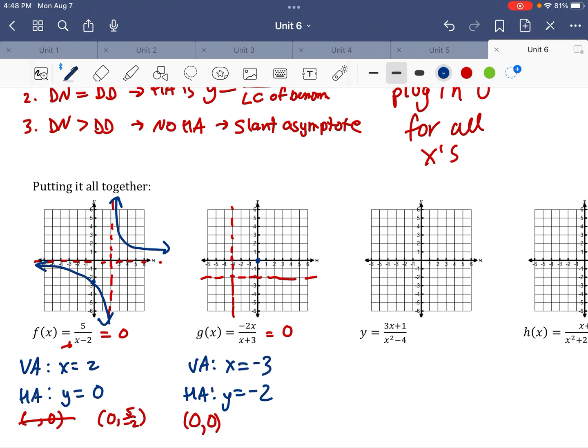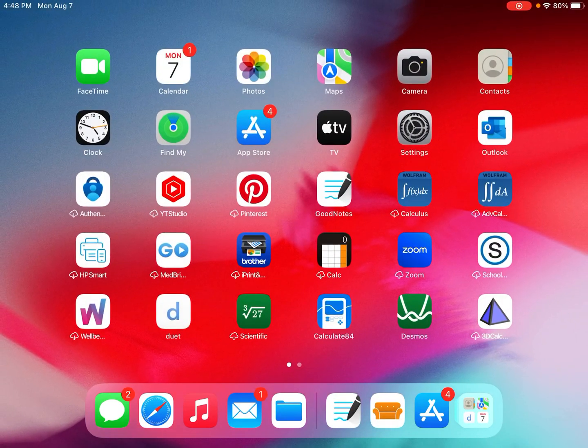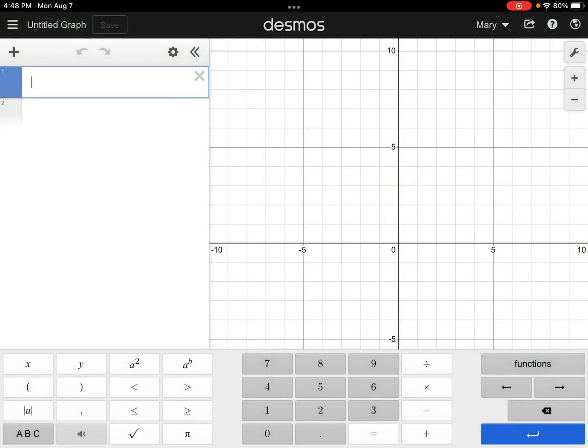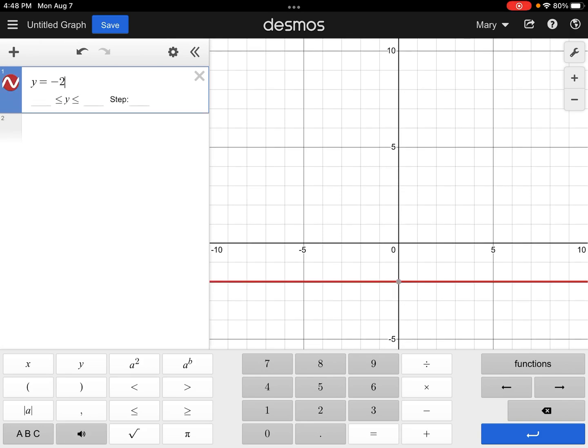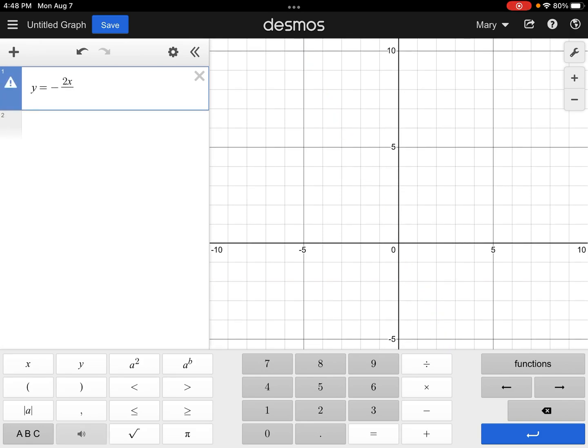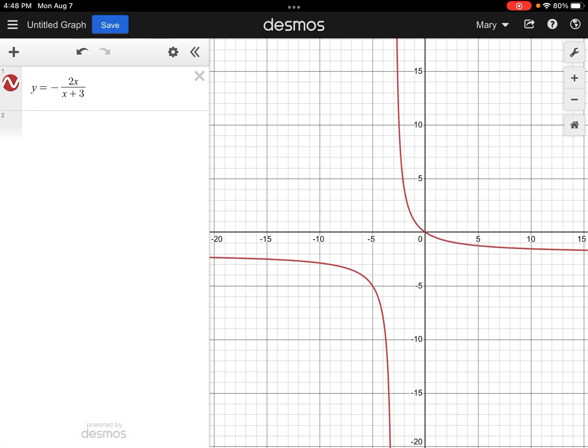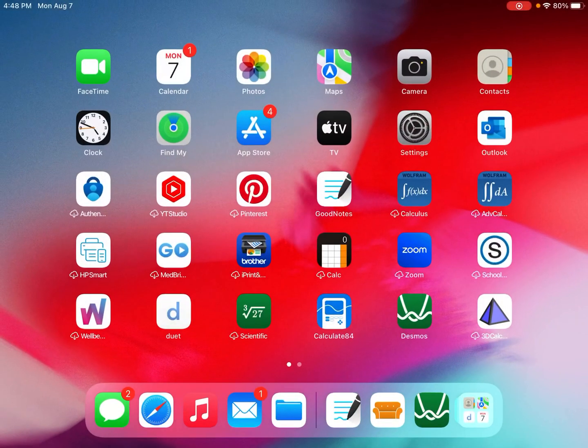All right. Oh, but there's a negative there. Let me make sure of something here. So negative 2x over x plus 3. Okay, I was just checking this out, make sure everything is good. It's fine.